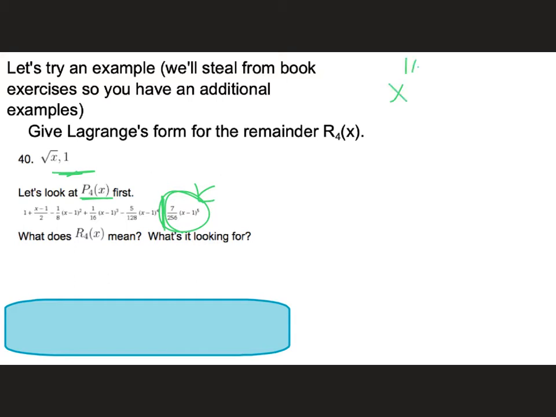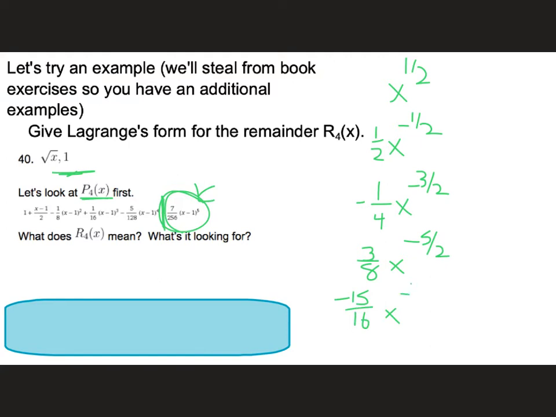We have x to the 1/2. Derivative of that is 1/2 x to the negative 1/2. That's the first derivative. Second derivative, negative 3/2. Third derivative. Fourth derivative. And then fifth derivative. So that's going to be 7 times 15, which is 70, and 35, 105, over 32.